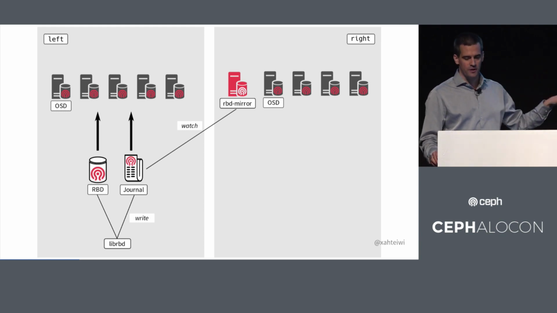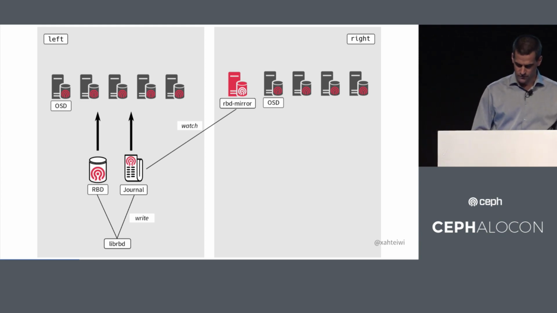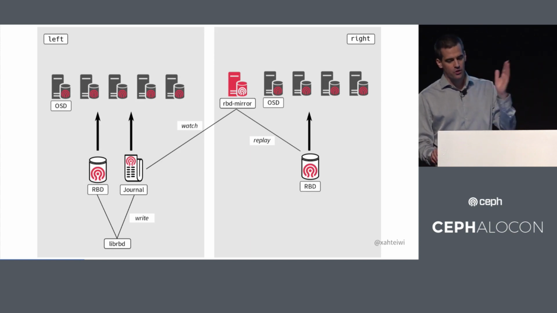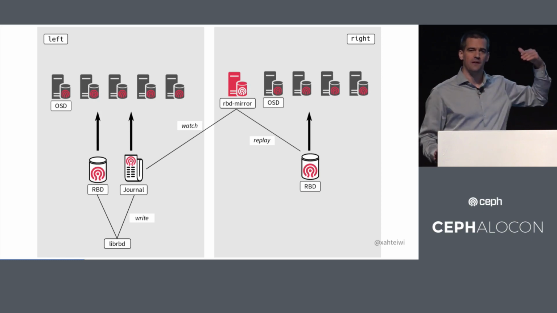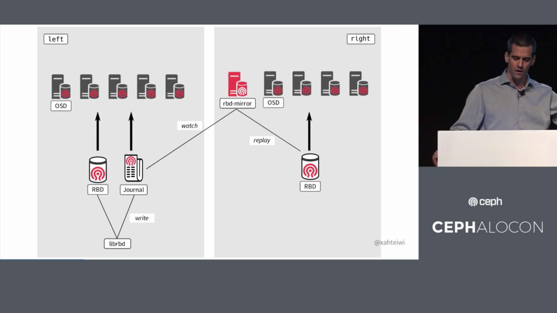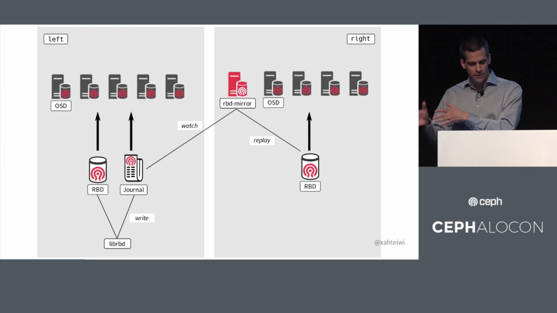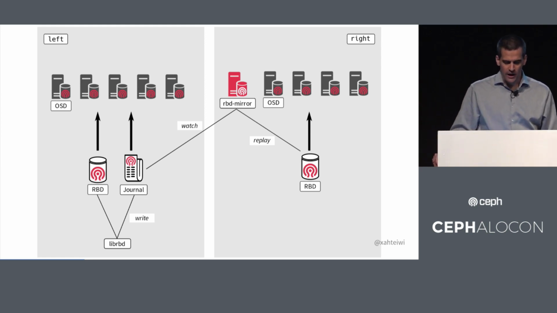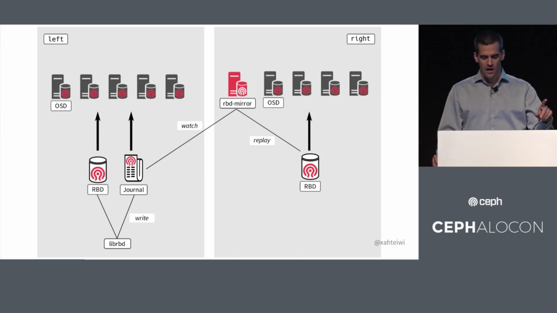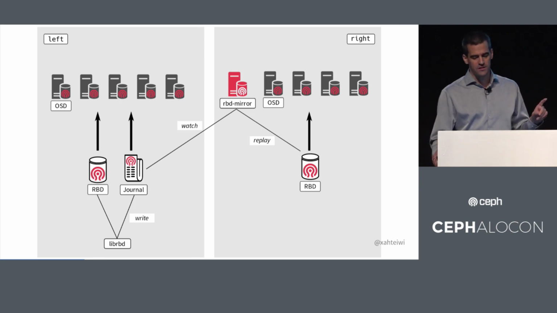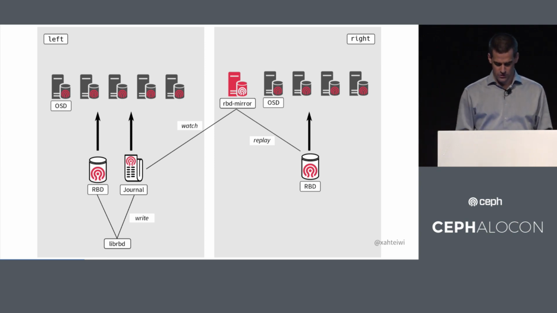Okay? This part of the process is called watching the journal. Then it takes these journal updates and applies them chronologically to a volume that has the same name and is in the same pool, albeit in the right cluster. That part of the process is called replaying the journal. So we have watching and replaying the journal. In this configuration, the RBD image on the left cluster is known as the primary image, whereas the one on the right is the non-primary image.